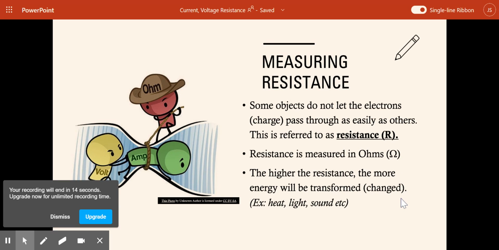The higher the resistance, the more energy will be transformed or changed into another form like heat, light, or sound. That is all for today.